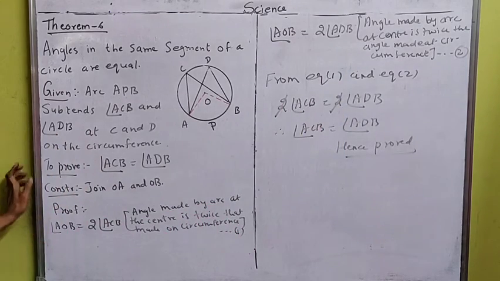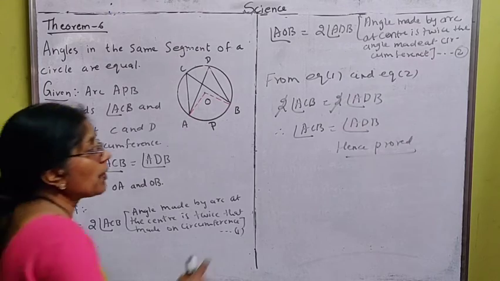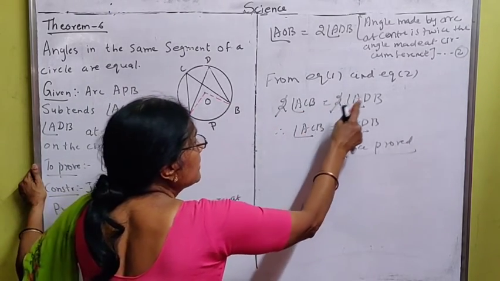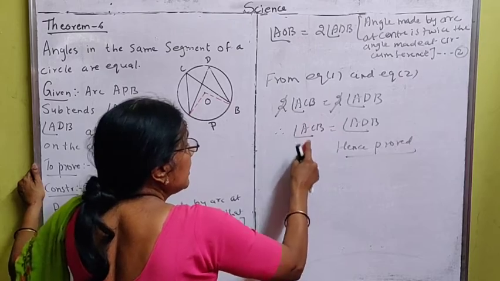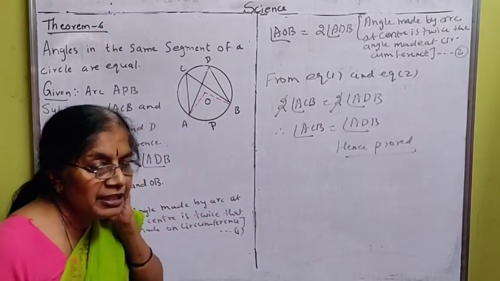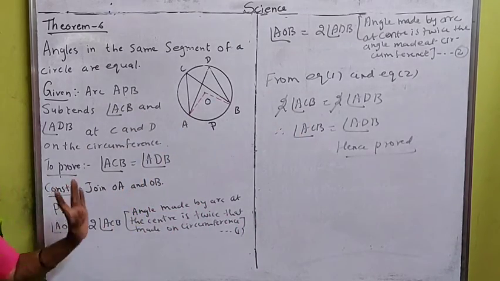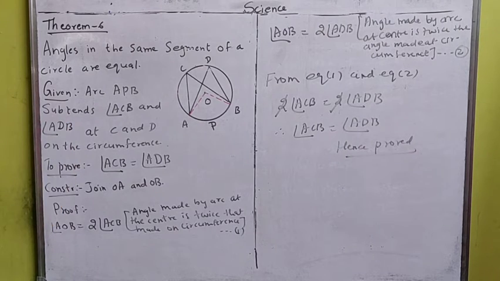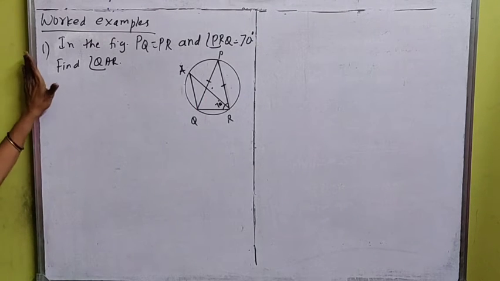Axiom 1: things which are equal to the same thing are equal to one another. So twice angle ACB is equal to twice angle ADB. The 2 cancels. Therefore, angle ACB is equal to angle ADB. Hence, you have proved your theorem. So this is theorem number 6. Let us see the first example in this.